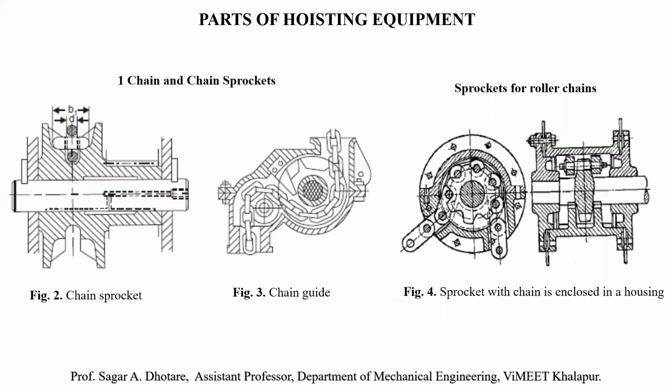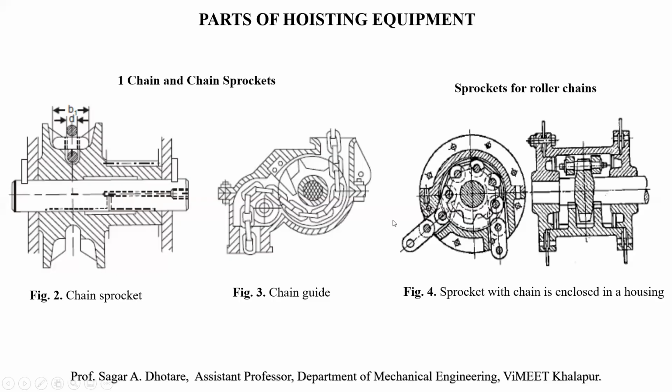Now next, we have to discuss the main components of the hoisting equipment. The hoisting mechanisms are usually powered equipment used for lifting and lowering the unit, varying the load intermittently. So for that, various components or equipments are generally used. We will discuss them one by one.